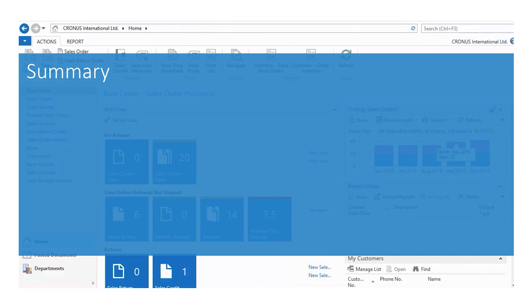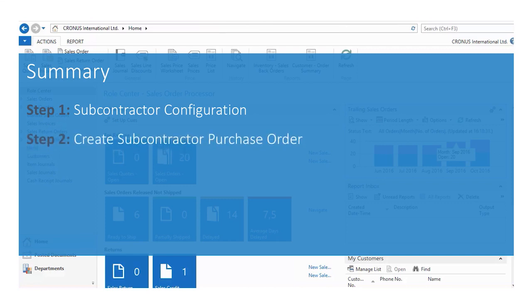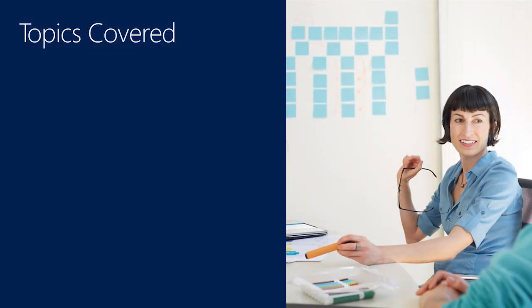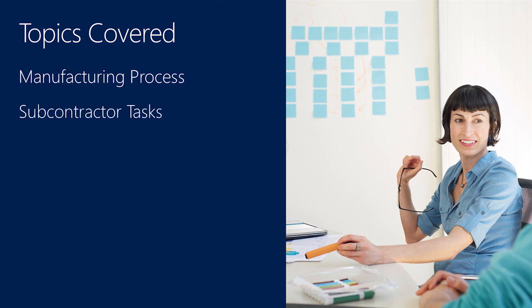And now let's wrap up what I talked about. These were the steps I followed. First, I made the configuration of the subcontracted work center and routing. Then I showed how to create a purchase order for subcontractor tasks. After that, I showed you how to check all necessary information and post the purchase order. And finally, I showed you the results of posting subcontractors' work. With all these steps, I covered topics about using subcontractor jobs in the production module in Microsoft Dynamics NAV.